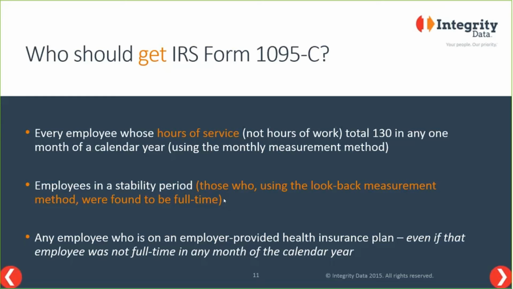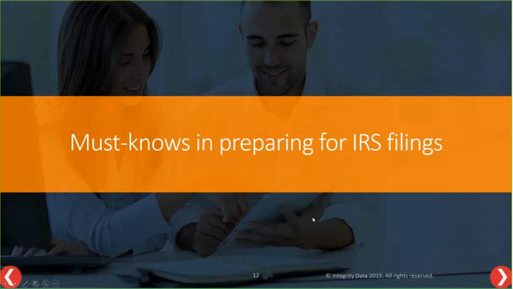So that's where you see every employee who exceeded 130 hours in any given month if you're using the monthly measurement method, or employees in a stability period, which means you've determined them to be full-time, you've got to offer them coverage through a stability period. You need to provide those employees with a 1095-C as well. Also, if the employee is part-time but you're providing them with an insurance plan that's employer paid, then you also would provide a 1095-C. All right, so that determines who gets a 1095-C.